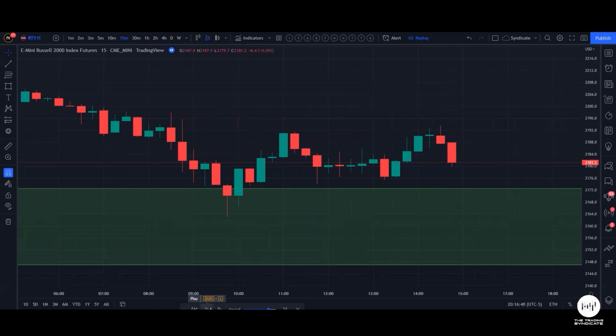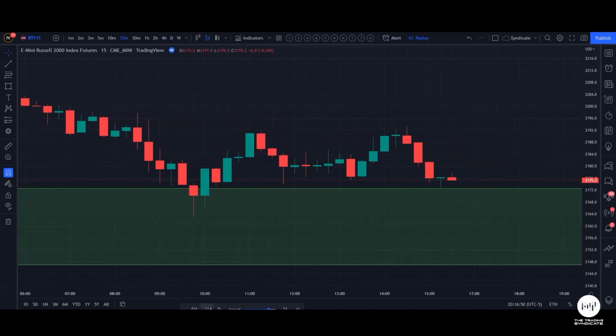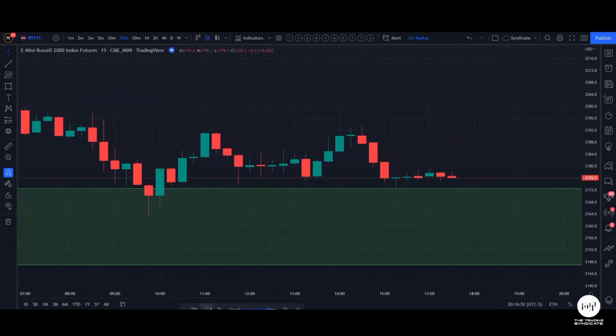However, if we keep going to play this out, we'll see that price is retesting here on the 15-minute time frame.